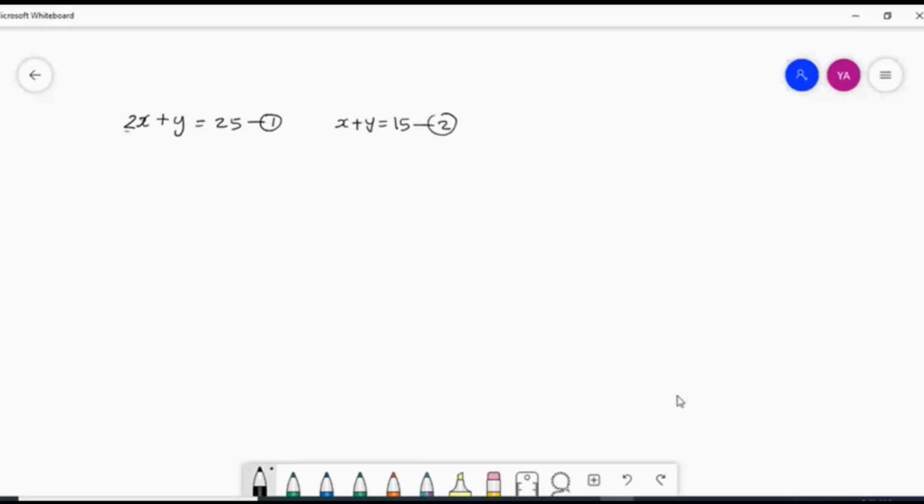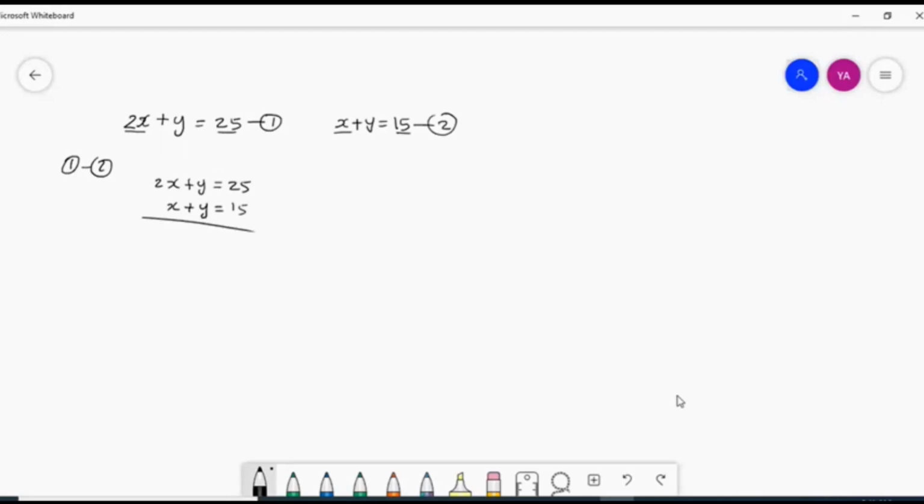Here this is 2x, right? And this is 25. Here only 1x, and this is 15. So the first equation is larger when comparing the coefficients and the constant terms. So better you do 1 minus 2. I usually write like this. In the textbook it is not written like this, but I prefer to write like this. So we write these equations one by one.